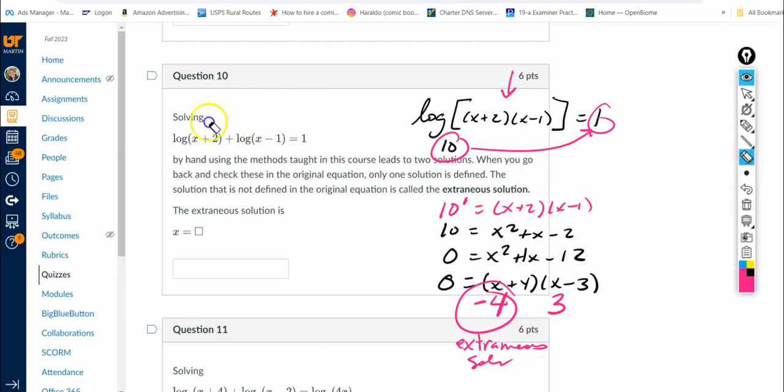Will 3 work in the original equation? I'll have the log of 3 plus 2. And here I'll have the log of 3 minus 1, and both of the arguments are positive, so 3 will work. So 3 is the actual solution, but you were asked for the extraneous one, and the extraneous one is going to be negative 4.